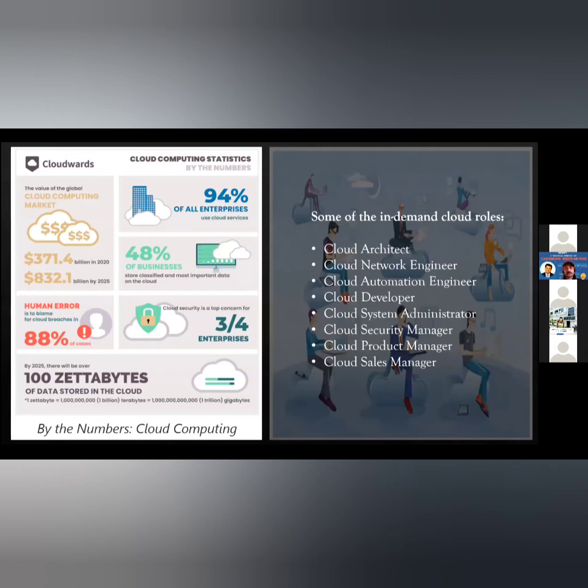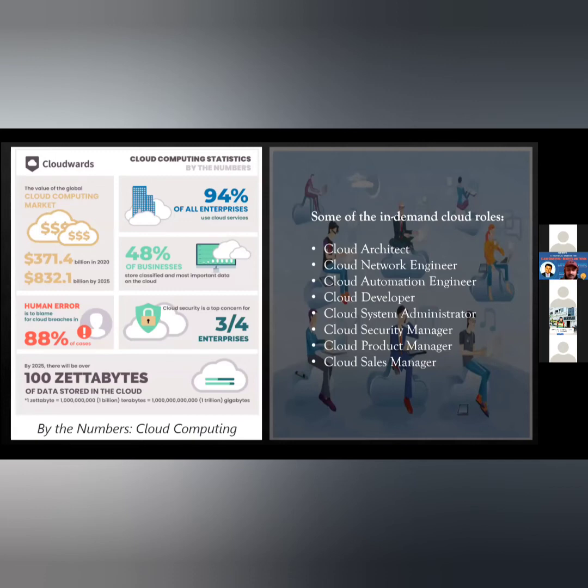The value of the global cloud market was $371.4 billion in 2020. That's actual data. And the estimate is that by 2025, this value would go to $832.1 billion. Imagine the valuation there. Take a look at another data point: 94% of all enterprises use cloud services as of today. That's a very good number. And I'm pretty sure those remaining 6% would also sooner or later move to cloud. They have to, there's no other way.